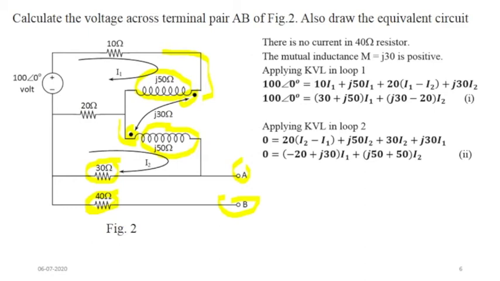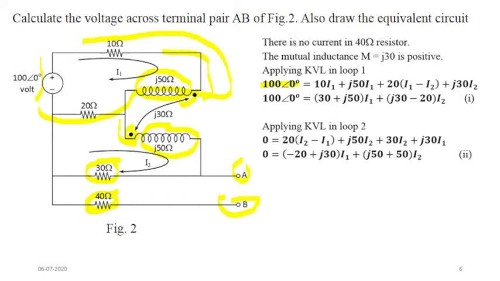Now we proceed further in applying KVL in loop 1. So this is the source. We'll be applying KVL in this loop in the clockwise direction. So 100 at an angle 0 is the voltage source, which will be equal to the voltage drop across 10 ohm, J50 ohm, and then 20 ohm. So in this fashion we are going to apply Kirchhoff's voltage law. 100 at an angle 0 degree is the source.